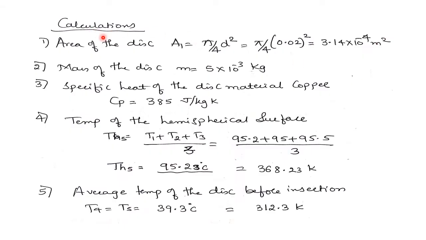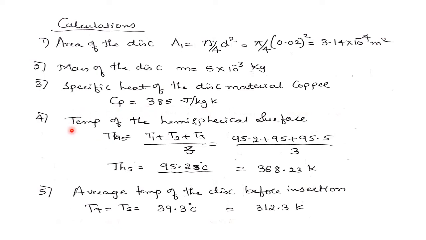So calculations. The area of the disk, that is A1, is equal to pi upon 4 d square. The disk is 20 mm diameter, it is a copper specimen, and we have converted it into meters. So this is 3.14 into 10 to the power minus 4 meter square. The mass of the disk, that is M, is already given as the mass of the copper specimen, 5 gram. We have converted it into kg, 5 into 10 to the power minus 3 kg. The specific heat of the disk material, that is the copper specimen, is already given as standard, 385 joules per kg Kelvin.